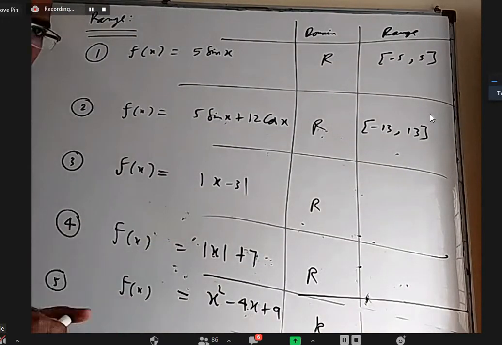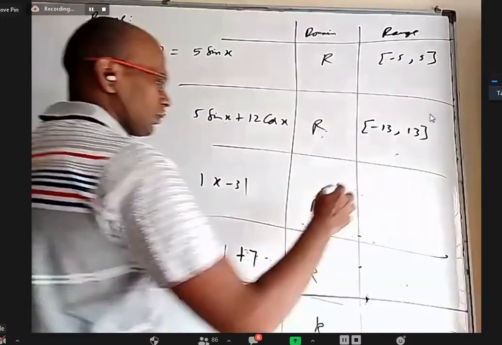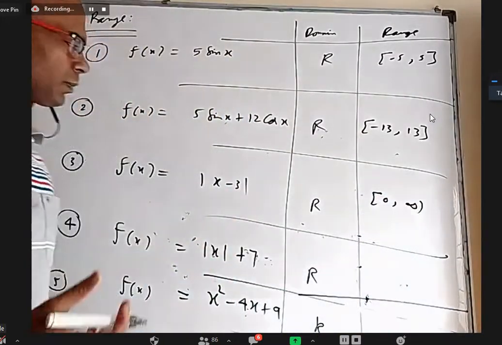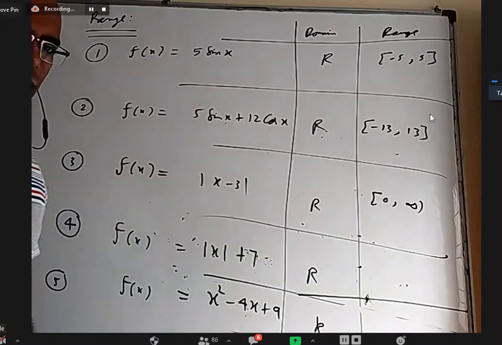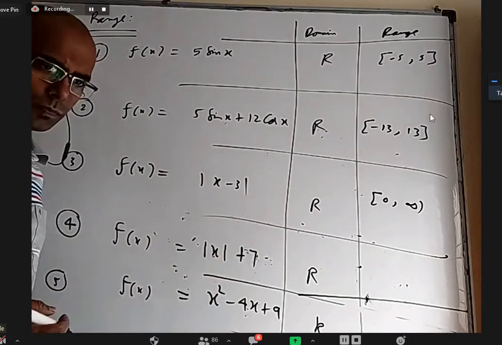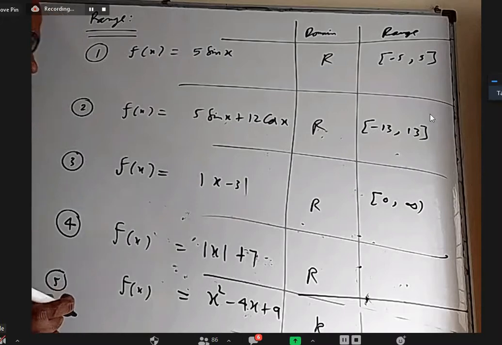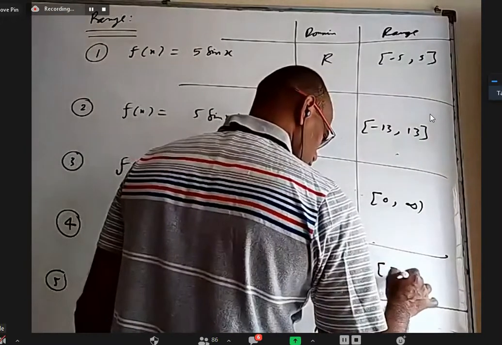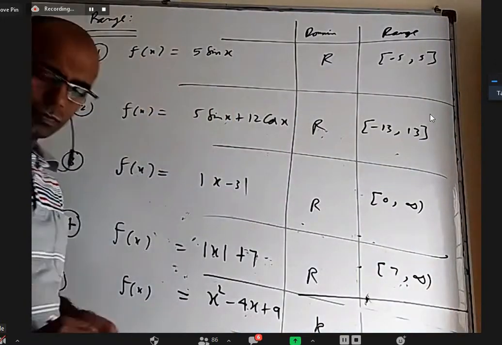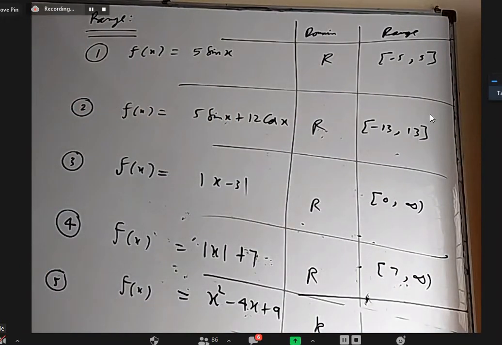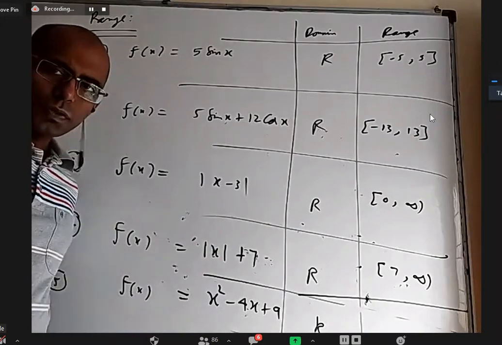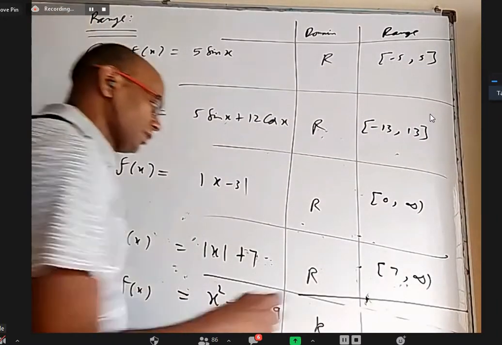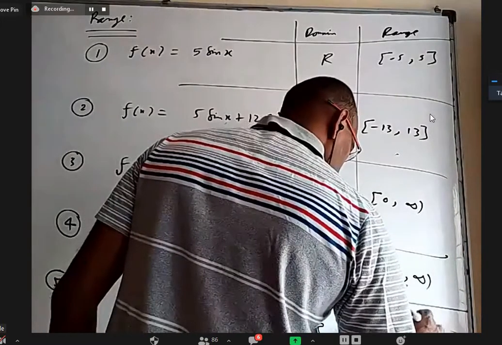And this one? 0 to infinity. Closed interval 0 to open infinity. Yes. The mod of something cannot be negative, and it can be 0, or anything higher than that. And this one? 7 to infinity. Yes. Mod x alone has minimum 0, plus 7, so closed interval 7 to infinity. And this last one? Closed 5 to infinity. Yes.